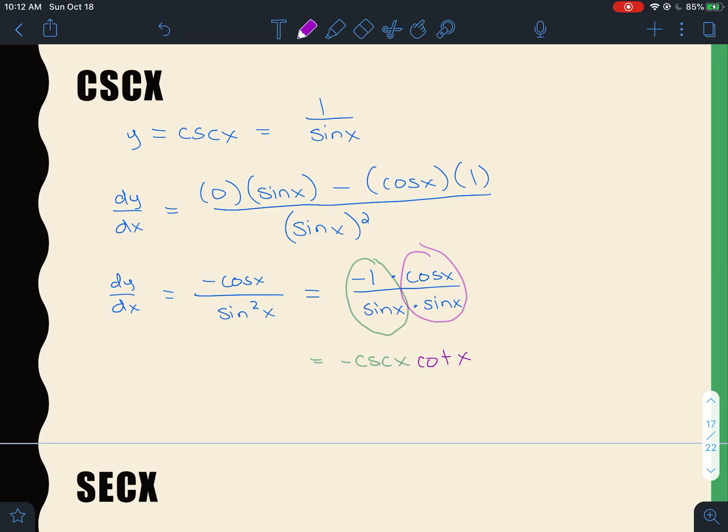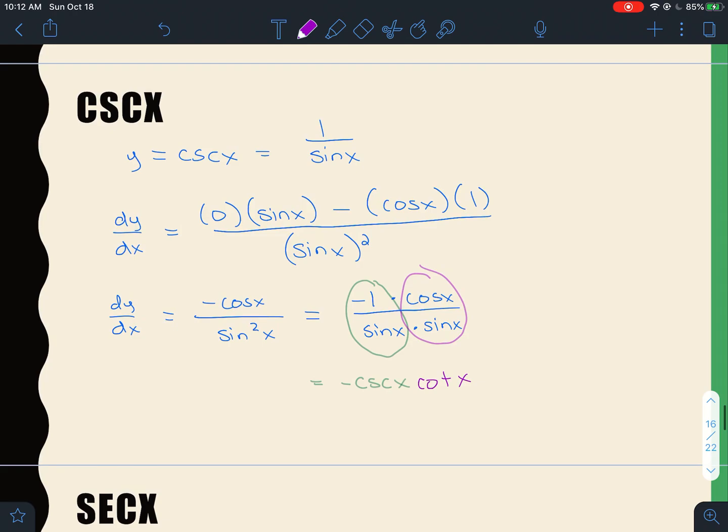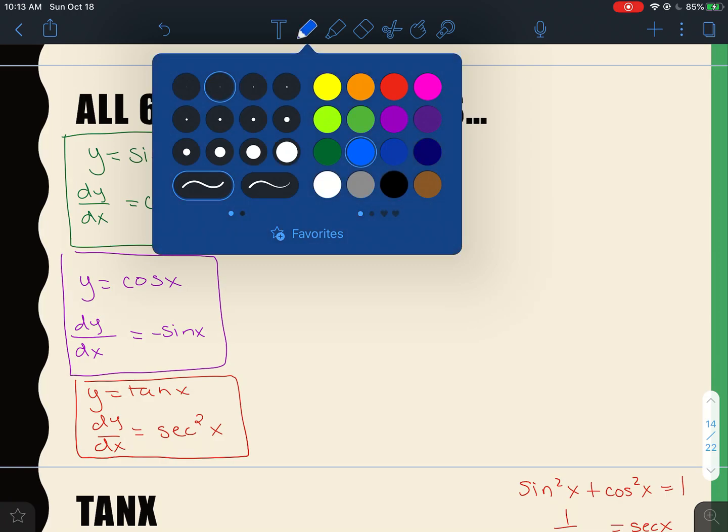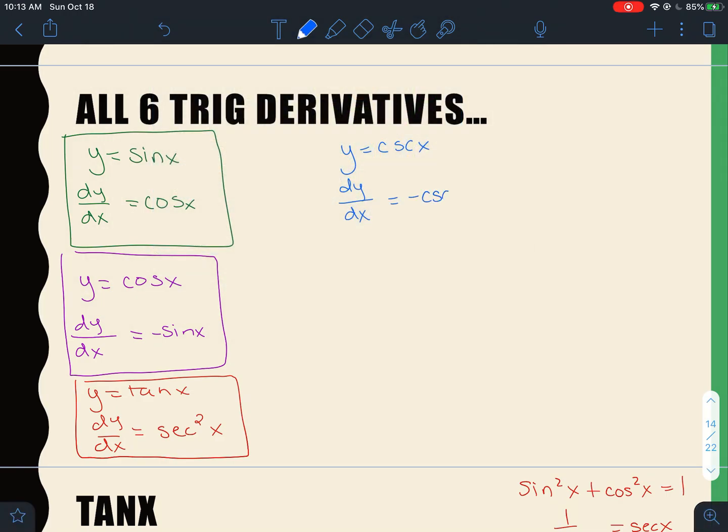So again, we just started with cosecant being 1 over sine x, and then we use the quotient rule, derivative of the top times the denominator minus derivative of the denominator times the numerator, all over the denominator squared, and you end up with negative cosine over sine squared x. If you split that apart into negative 1 over sine and cosine over sine, then each of those are reciprocal identities, and so you get negative cosecant x times cotangent x. So if you have cosecant x, the derivative of cosecant x is negative cosecant x cotangent x.